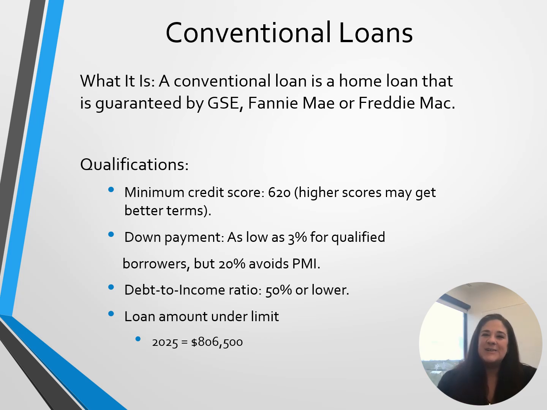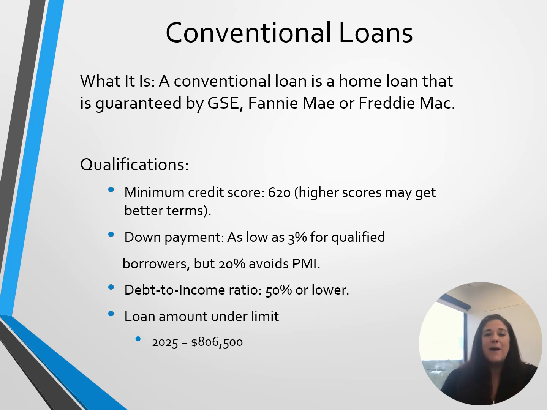The qualifications here, you do need a 620 credit score. Sometimes you can get some better terms, or your interest rate is better the higher your credit score is. And you do need a down payment. Typically a 5% down payment is required, but if you are a low or moderate income borrower for the area that you're purchasing in, then you only have to put down as little as 3%. And if you put down 20%, you do avoid the private mortgage insurance. A debt to income ratio of 50% is typically about the highest that you're going to be able to go to. Anything under that would be great.